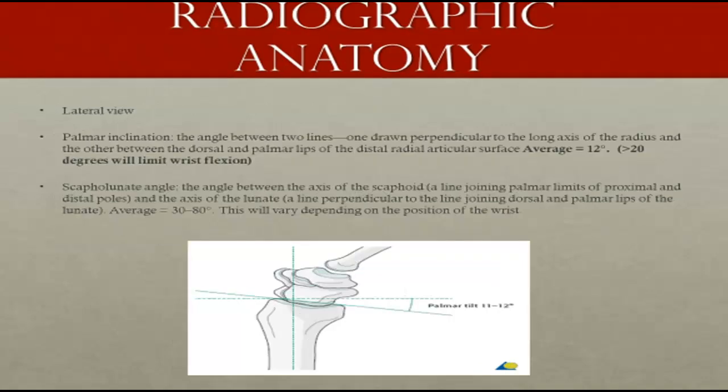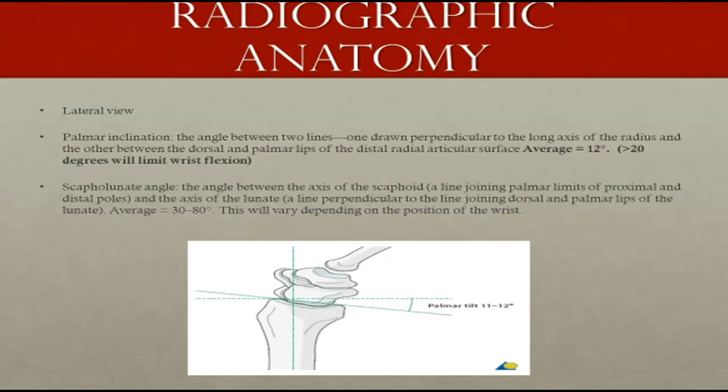Now, let's look at the wrist from the lateral view. We can detect the amount of radial and or palmar inclination and the scapholunate angle. However, first and foremost, for the purposes of this class, let's just focus on the palmar inclination. This is also the angle between two lines, one drawn perpendicular to the long axis of the radius, and the other between the dorsal and palmar lips of the distal articular surface. The average of this angle is 12 degrees.